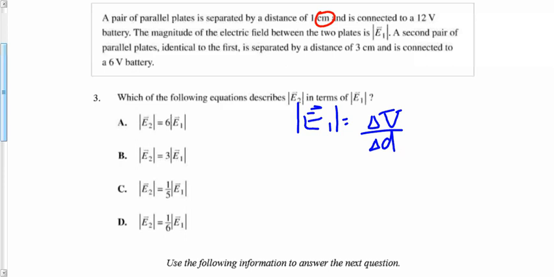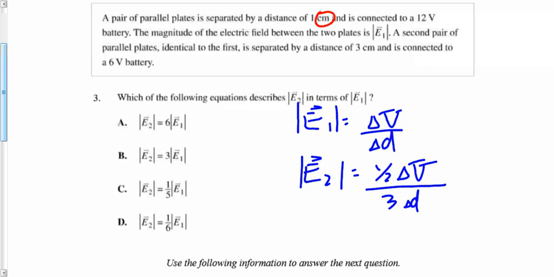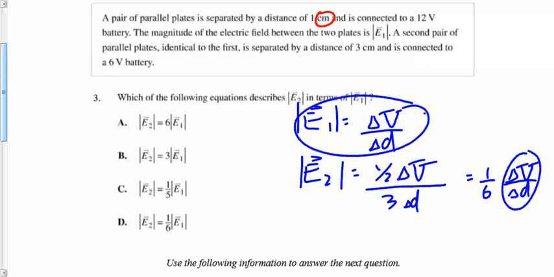Okay, so there's E1. E2 is going to be equal to, well, the potential difference is half of what it was. And the distance is 3 times what it was. Is that right? So it's going to be 1/6 of that, and that we know is the original, so it's going to be 1/6 of the original electric field.